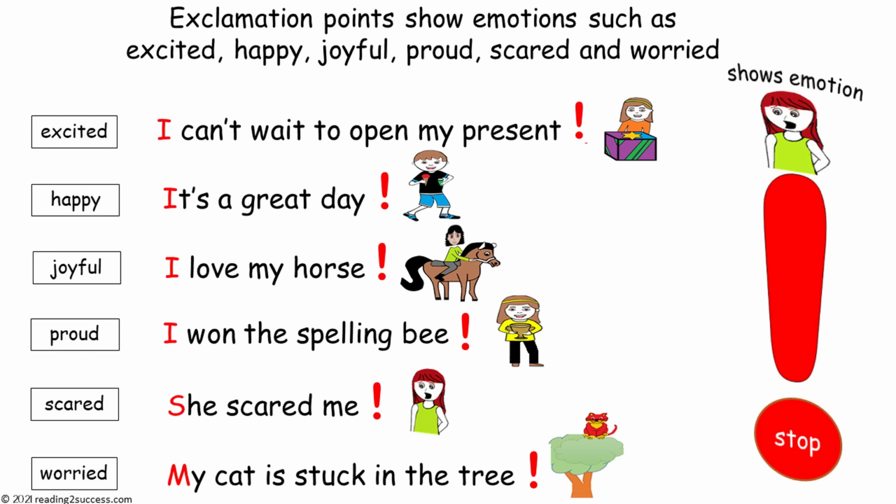Now introduce kids to when to use exclamation points. Exclamation points come at the end of sentences that show strong emotion such as excited, happy, joyful, proud, scared, and worried. Read the examples with kids. I can't wait to open my present. It's a great day. I love my horse. I won the spelling bee. She scared me. My cat is stuck in the tree.